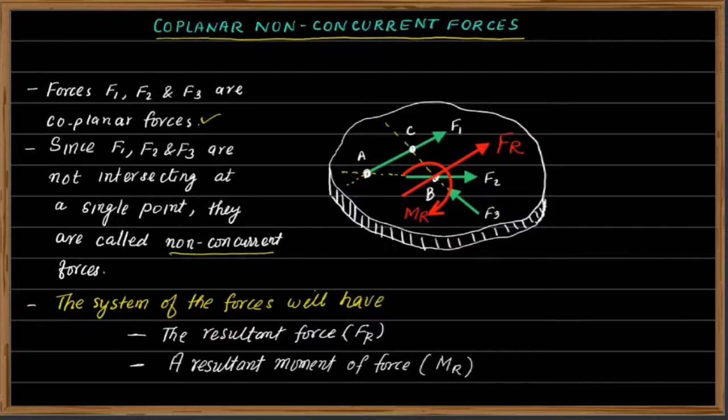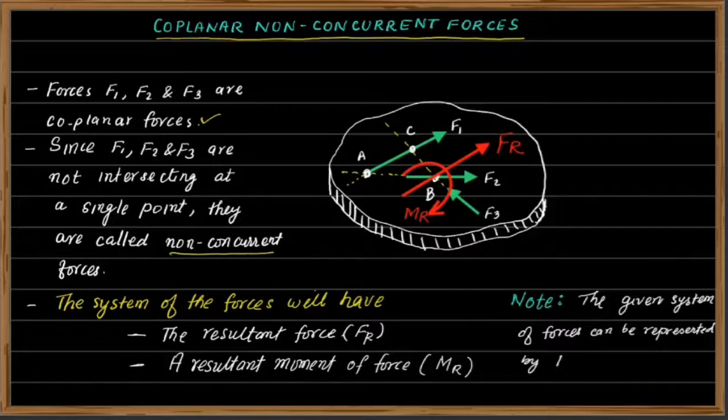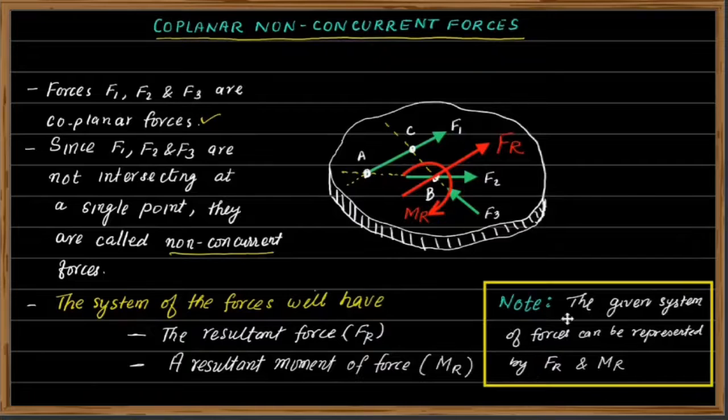Mr. So it means the entire system of forces can be represented by a single resultant force and by a single moment of force, that is Mr. That is very important. So I'll write down note here. The given system of forces can be represented by a resultant force Fr and a resultant moment Mr. So this is a very important point, friends, that you can represent the given system of forces just by a resultant force Fr and a resultant moment Mr.